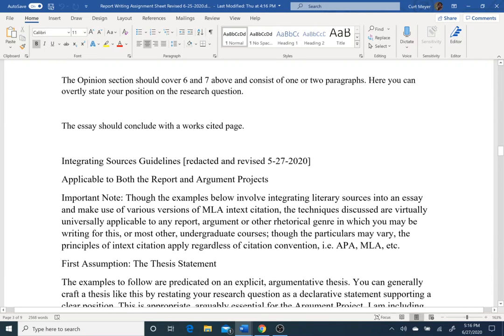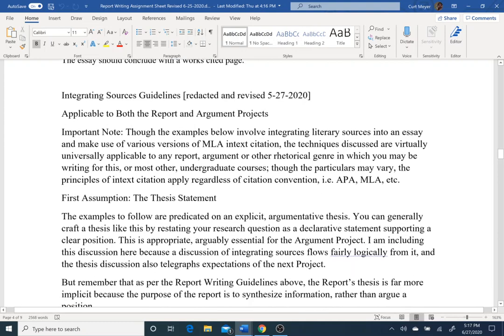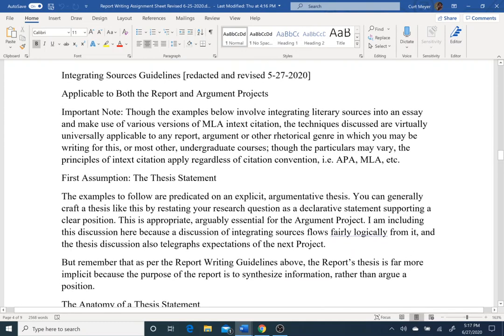And then an opinion section that would encompass points 6 and 7. Okay, and again, I would label these sections, right? Introduction, definition of terms, synthesis, opinion, right? I would label all this, right? I would make it evident, right? Reader friendly.